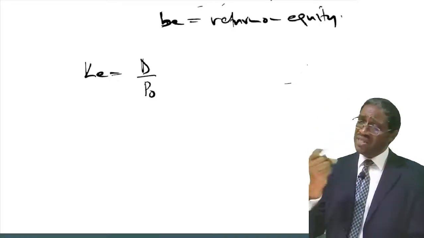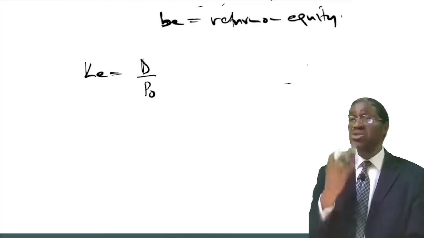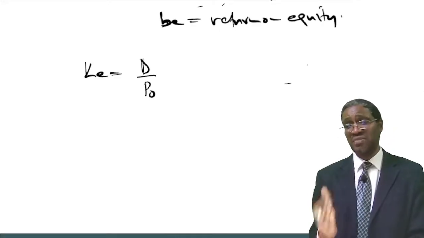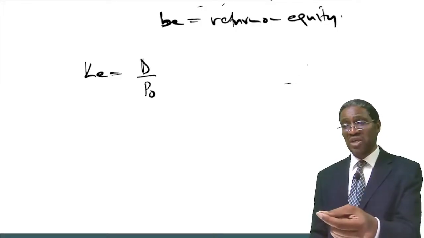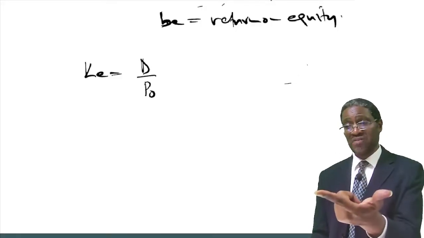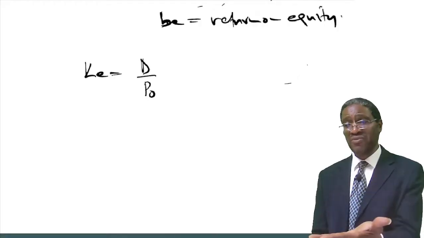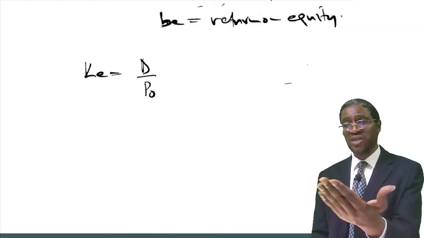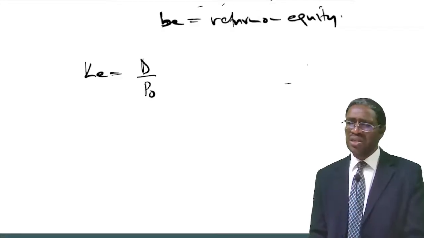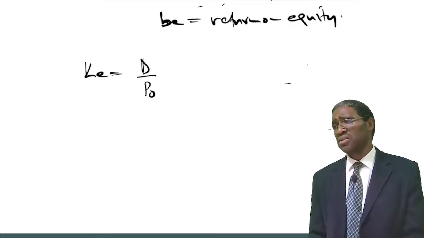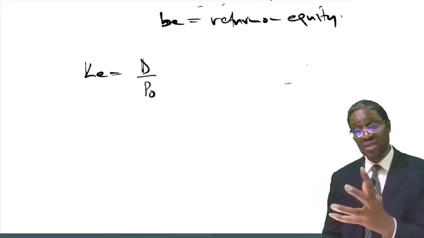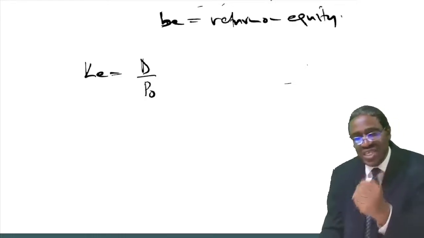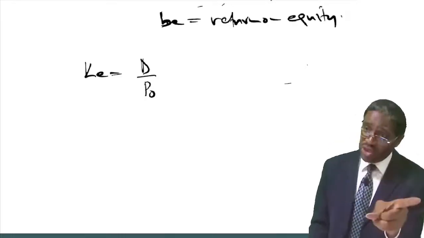What I as an investor am expecting as a return is D divided by market price, because if I'm paying 50 bob and I'm expecting 5 shillings as dividend, 50 is the market price, the denominator, my return is 10%. 5 divided by 50 as a percentage is 10%. So that is my dividend yield, which becomes your cost as a company.